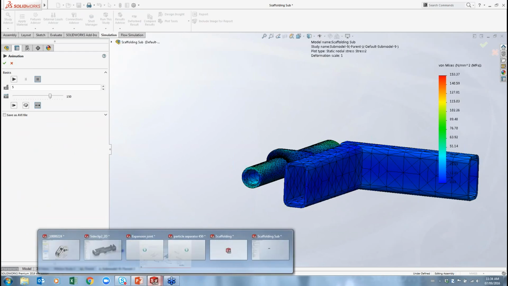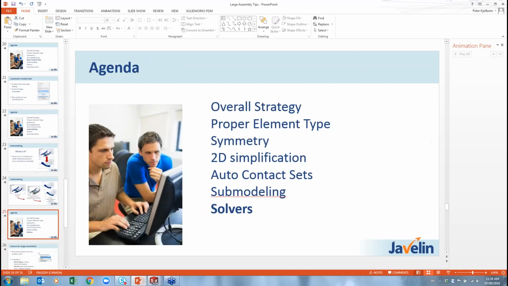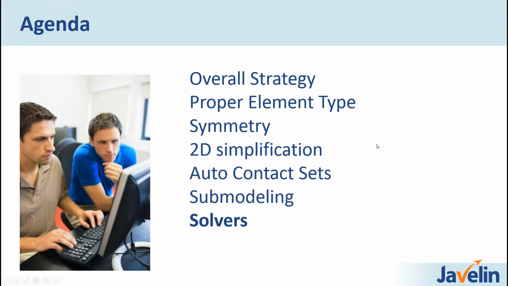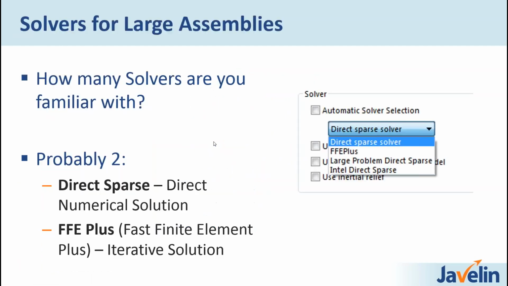Now, we have talked about a lot of things here, guys, and we've got about 5 minutes left in this, and I'm going to talk about solver options for large assemblies. Now, how many solvers are you guys familiar with in SOLIDWORKS? Probably two of them. You're probably familiar with the direct sparse solver and the FFEPlus solver. Those are the two defaults.